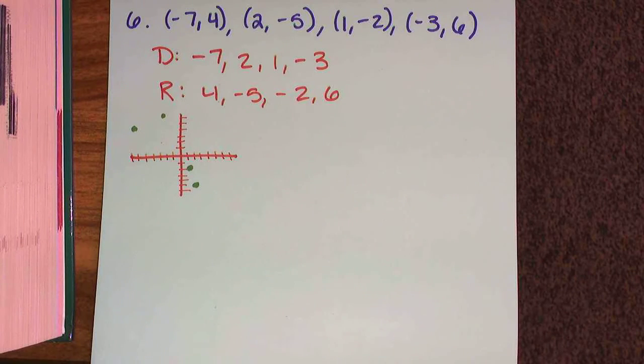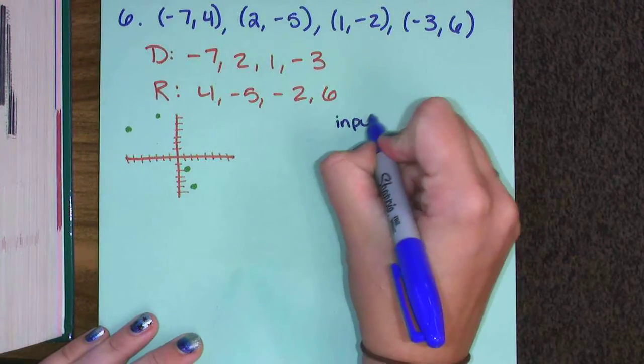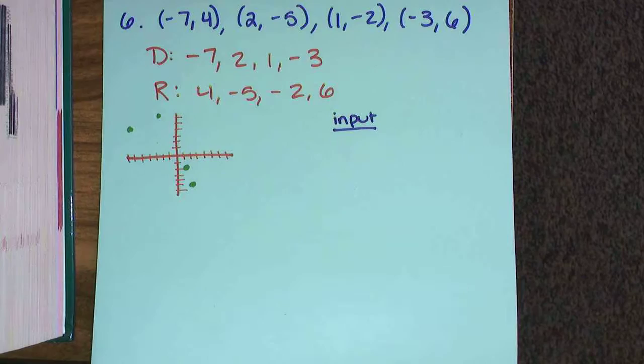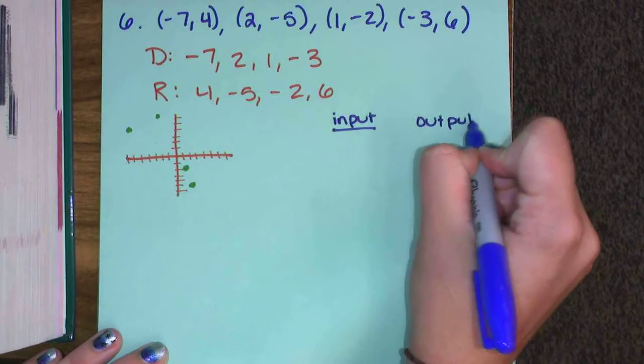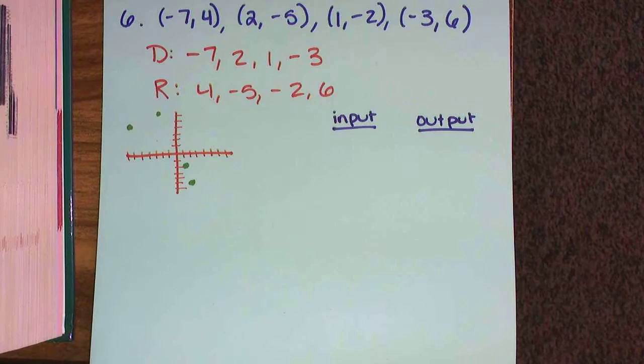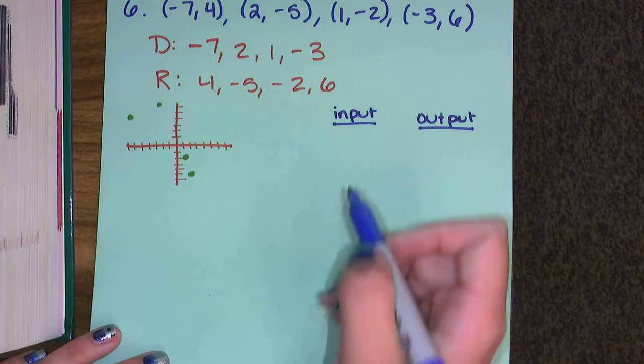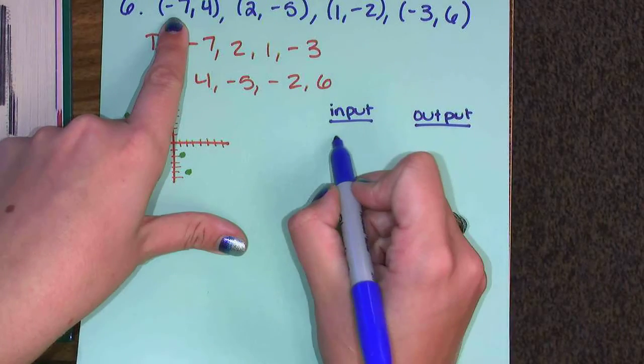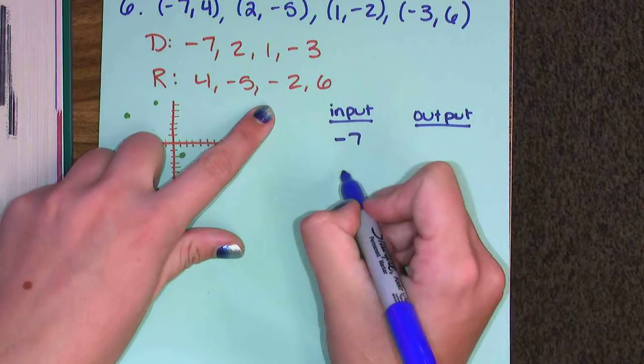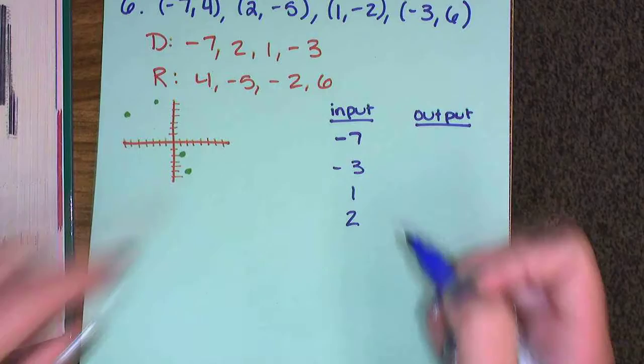Then the last part says to make a mapping diagram. So can anybody describe to me how that is set up? Yep. And I want to do them in order. Okay, so for the inputs, I would want to start with -7, and then I would do -3, and then 1 and 2. Okay, so we want them to be in number order.